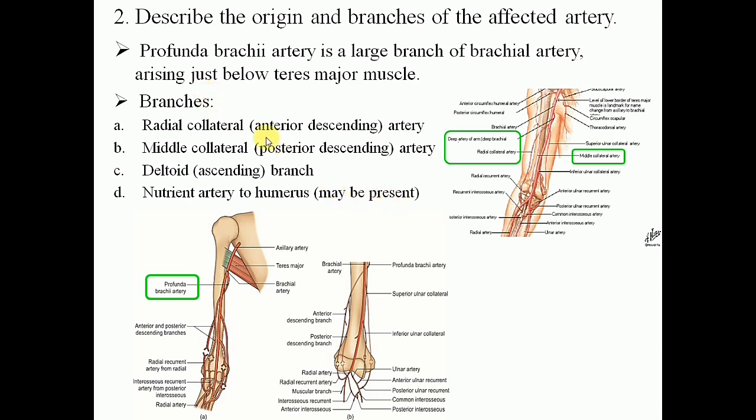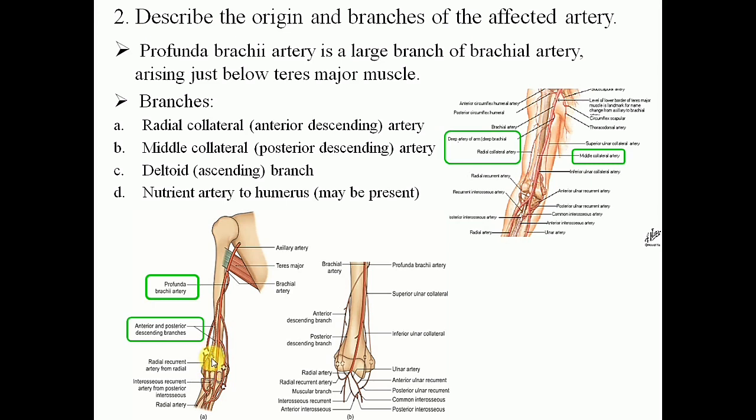Now these two are the first arteries, that is the anterior and posterior descending arteries. As we can see here, the anterior descending artery or radial collateral artery is one of the terminal branches, representing continuation of the profunda brachii artery, and it accompanies the radial nerve, and it ends by anastomosing with the radial recurrent artery in front of the lateral epicondyle of the humerus. Whereas the middle collateral, that is the posterior descending artery, which is the largest terminal branch, descends in the substance of the medial head of triceps, and it ends by anastomosing with the interosseous recurrent artery behind the lateral epicondyle of the humerus.